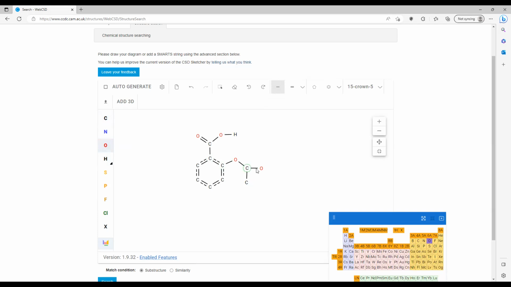Next, this carbon to this oxygen needs a double bond. So this is what we call the carbonyl group of the ester. Next, this carbon down here is a methyl group. Remember, that was the CH3 group.